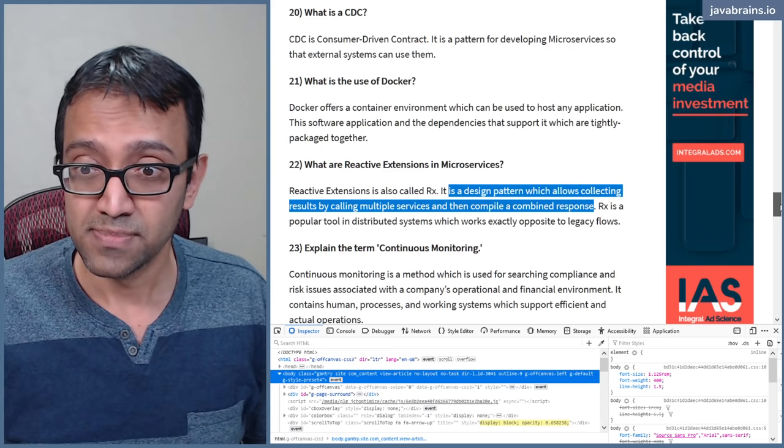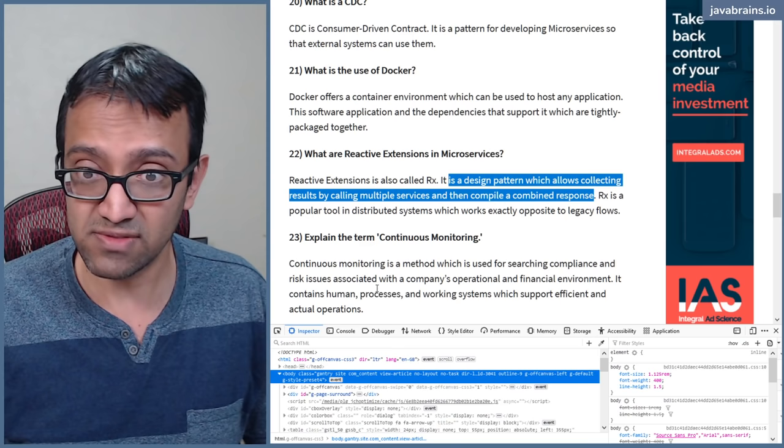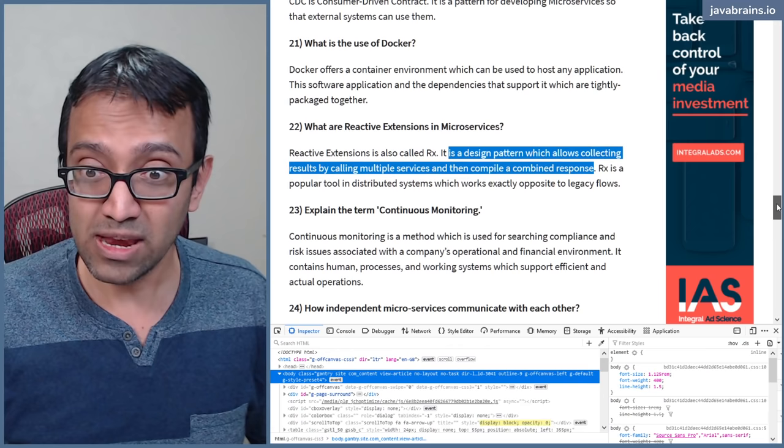The answer given says: continuous monitoring is a method used for checking compliance and risk issues associated with companies' operational and financial environment, supporting efficient and actual operations. Again, no. This is not right. Don't say this.